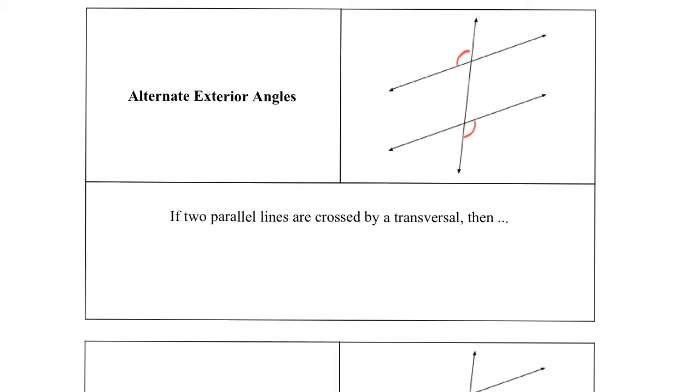And yes, we do have another pair. There would be an alternate exterior angle here and here. That would make a pair. Now let's look at them. Turns out they're both obtuse in this case. If they're both obtuse, can they be supplementary? Nope. So if the lines are parallel, crossed by a transversal, then alternate exterior angles are congruent.